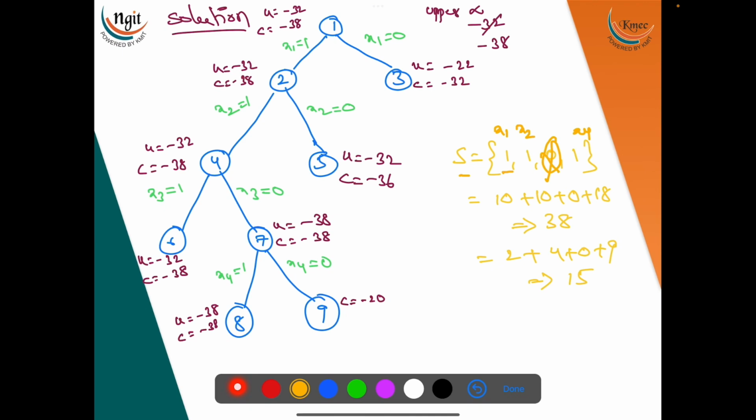That is what we showed with the sets method: 1 1 0 1. Now the final cost of the bag is what? 10 plus 10 plus 0 plus 18, which is 38. It is a maximum value, right? 2 plus 4 plus 9, it is the maximum capacity that we used. So these are the respective U and C values for each node that we solved in the previous slide. So this is the knapsack problem using branch and bound. Thank you all.